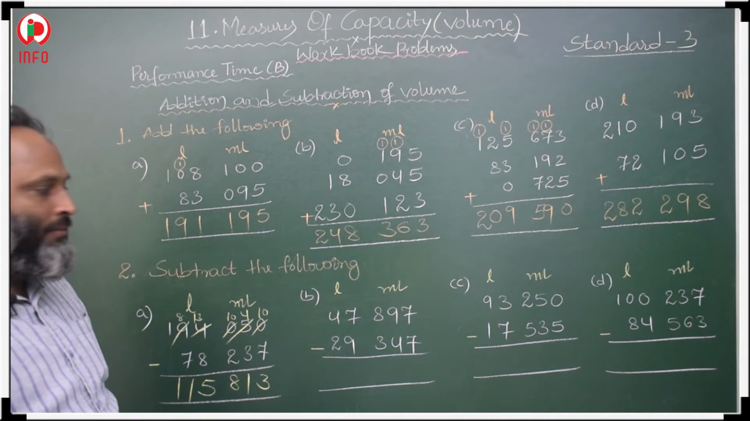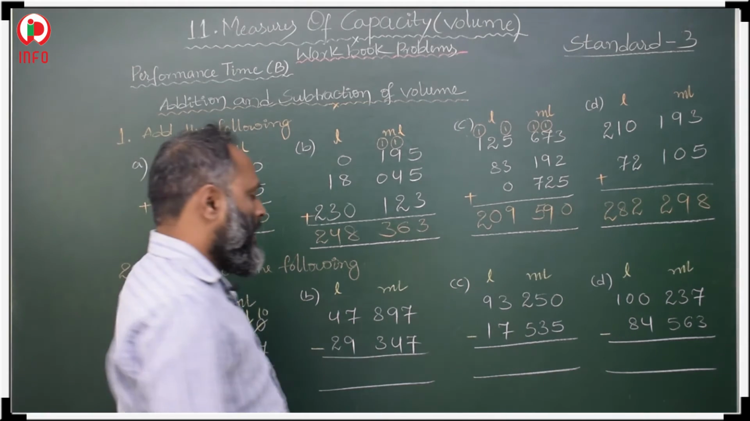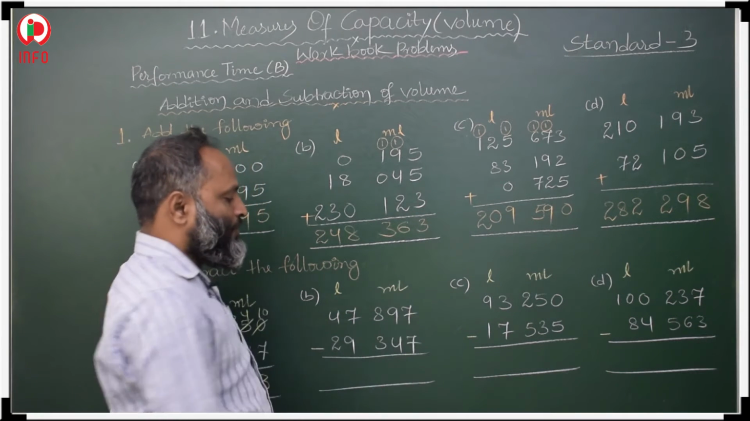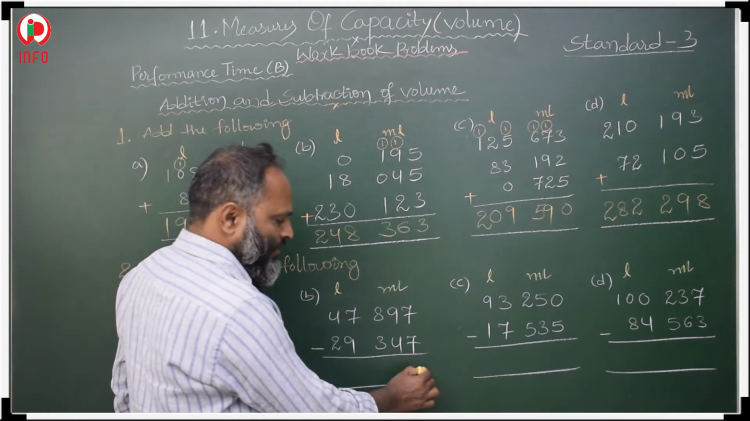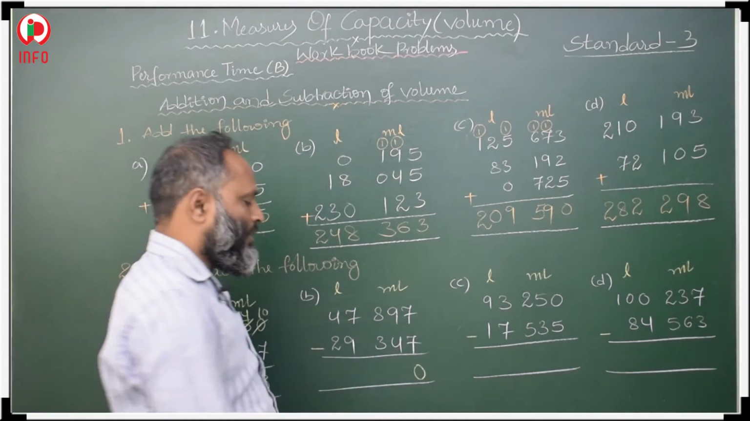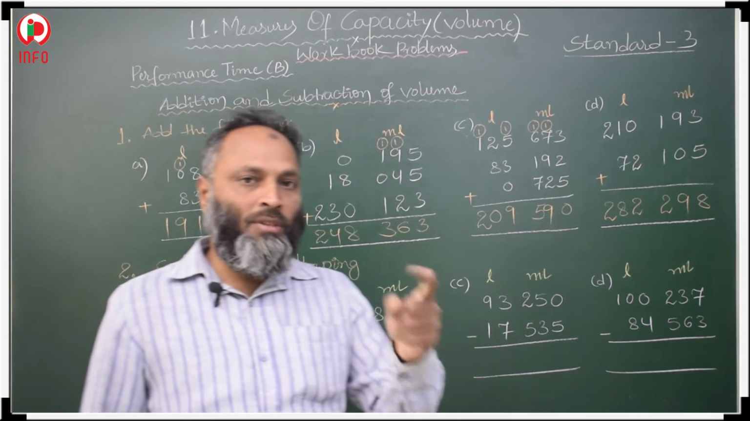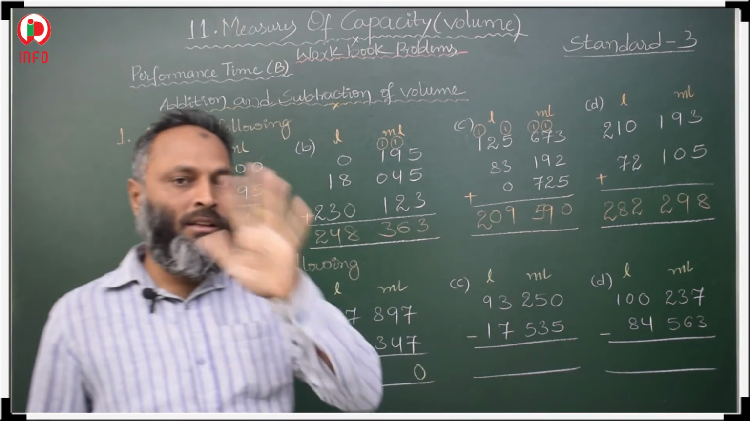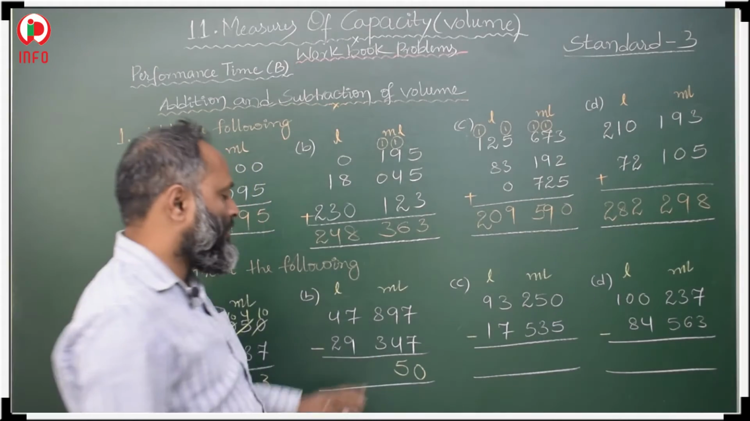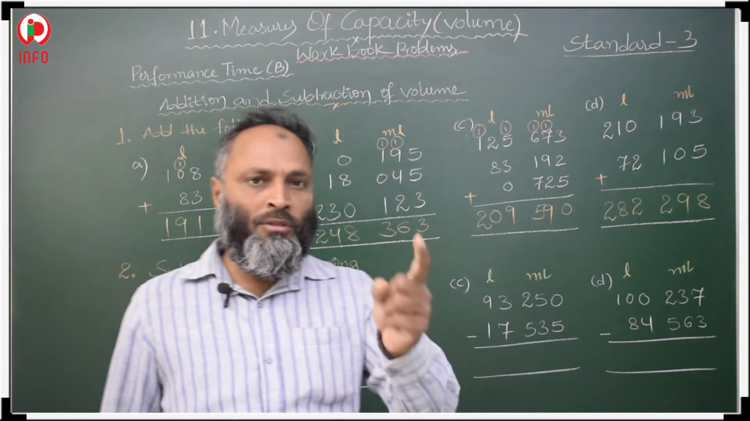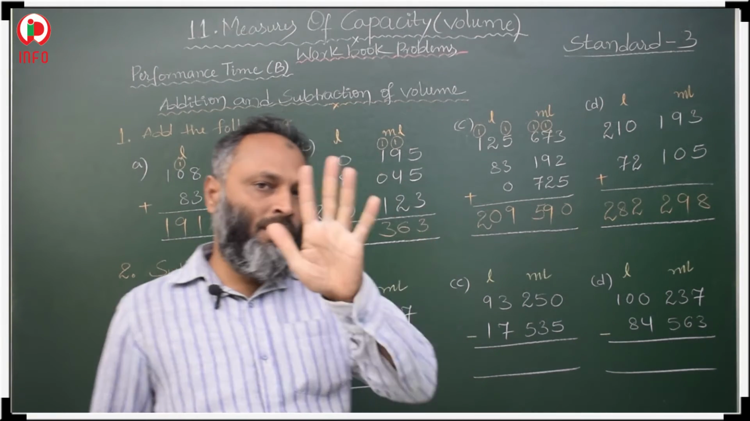milliliters. Okay. Now here, the difference of the extreme right digit in milliliters. 7 minus 7 is 0. 9 minus 4 means 4 to 9 we have to count: 5, 6, 7, 8, 9. It is 5. 8 minus 3 means 3 to 8 we have to count: 4, 5, 6, 7, 8. It is 5.